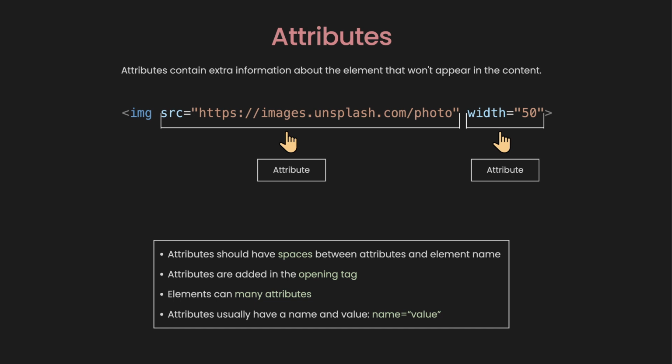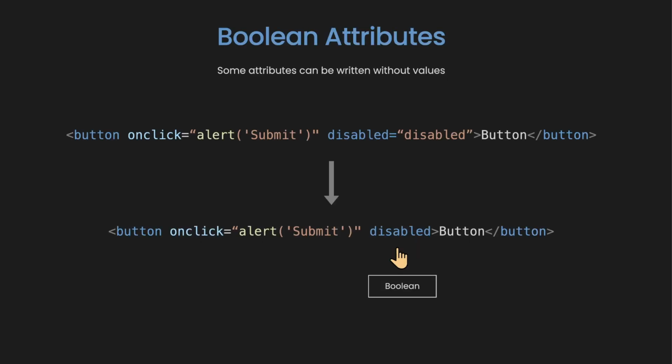Attributes usually have a name and a value, but not every attribute has the same pattern. Some can exist without values, and we call them Boolean attributes. In the example, if you want to disable the button, all we have to do is pass a disabled attribute without any values. This means that the presence of the attribute represents the true value, otherwise the absence represents the false value.